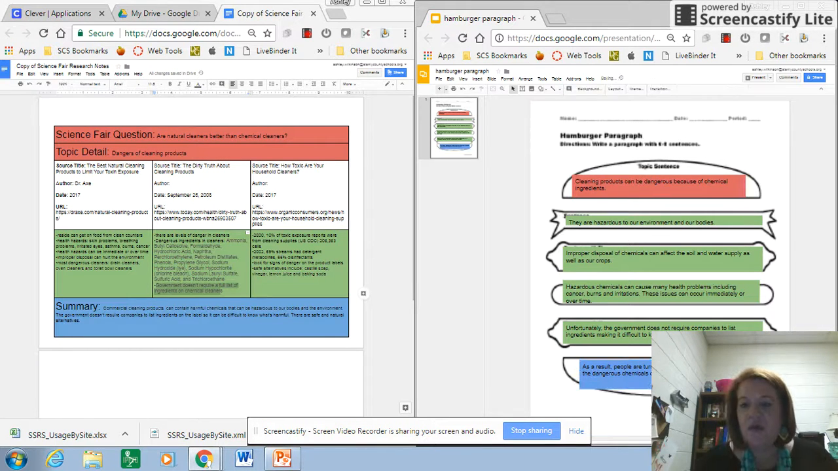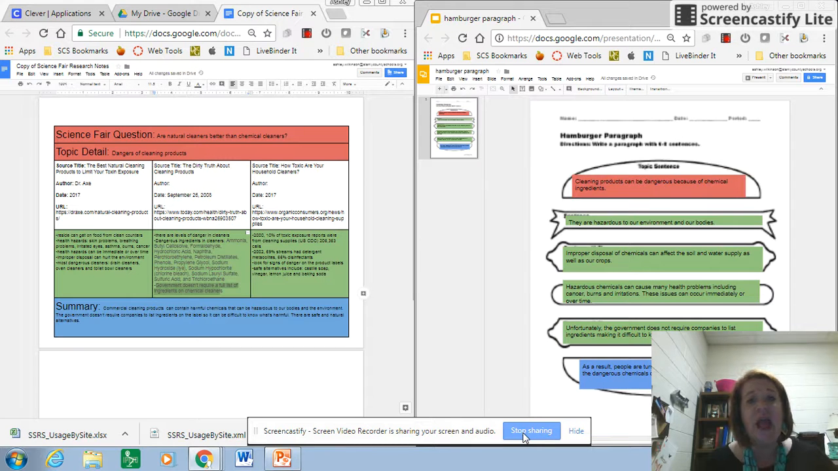Okay. So here's my paragraph now, taken from my note sheet. Cleaning products can be dangerous because of chemical ingredients. They are hazardous to our environment and our bodies. Improper disposal of chemicals can affect the soil and water supply as well as our crops. Hazardous chemicals can cause many health problems, including cancer, burns, and irritations. These issues can occur immediately or over time. Unfortunately, the government does not require companies to list ingredients, making it difficult to know what is harmful. As a result, people are turning to natural alternatives to avoid the dangerous chemicals of cleaning products.